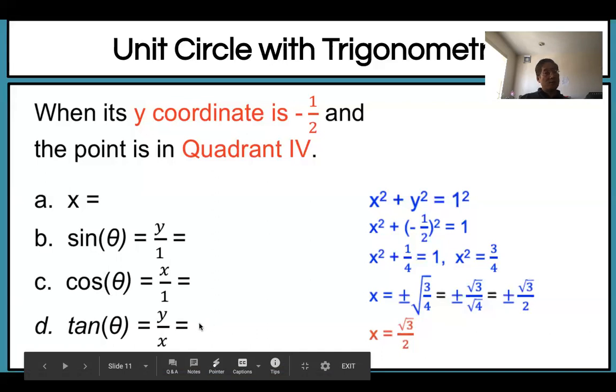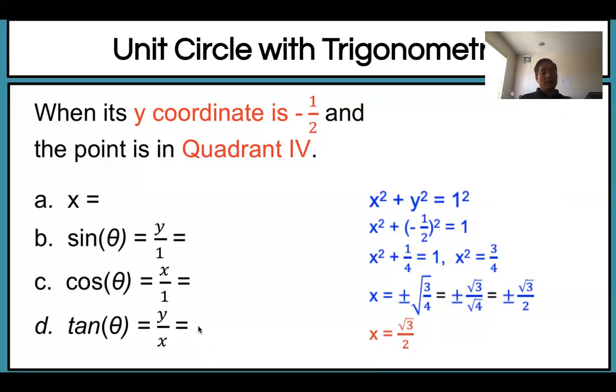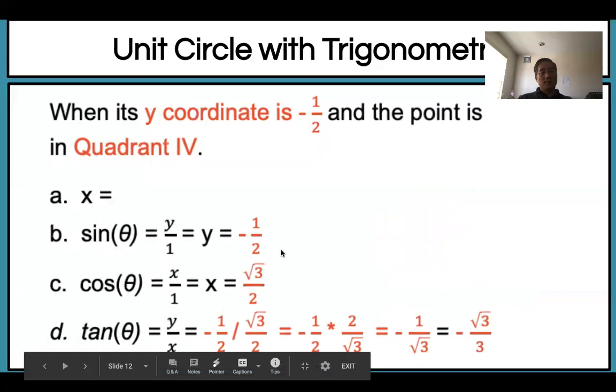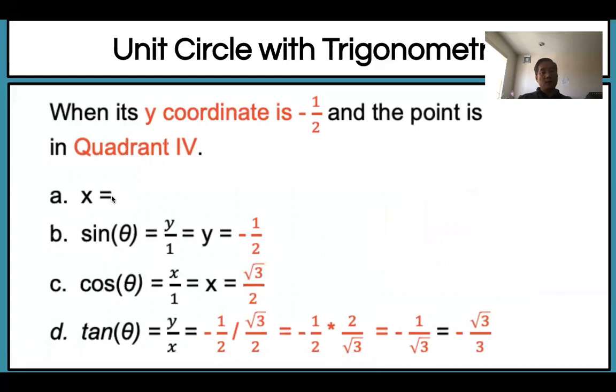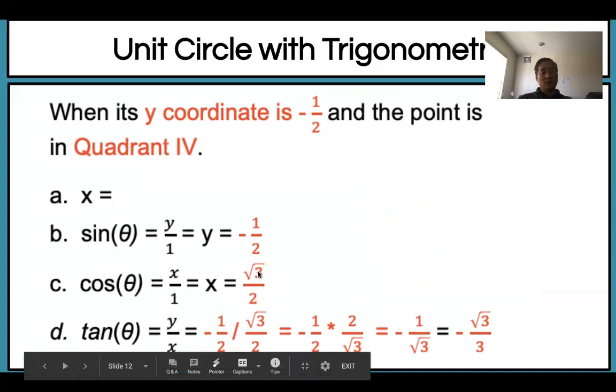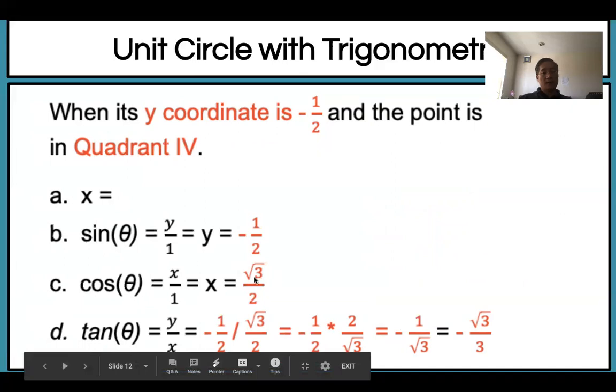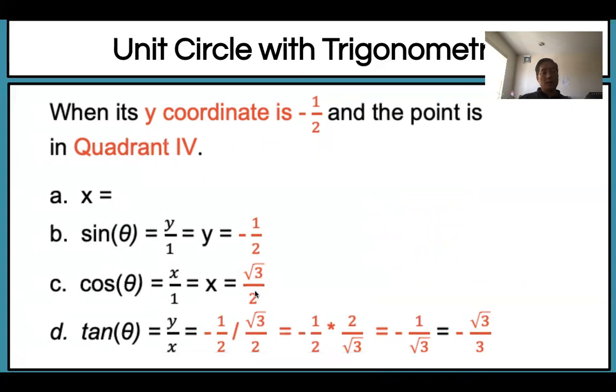You know how to divide the fraction, right? You change it to multiplication and take the reciprocal of the divisor. Oh, let's see it like this. So you got x equal to square root of 3 over 2, right? And y was given. The sine of the angle is negative half. Cosine of the angle is square root of 3 over 2. There is no problem with this.